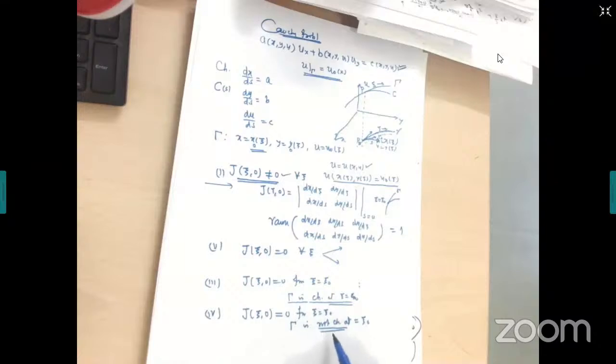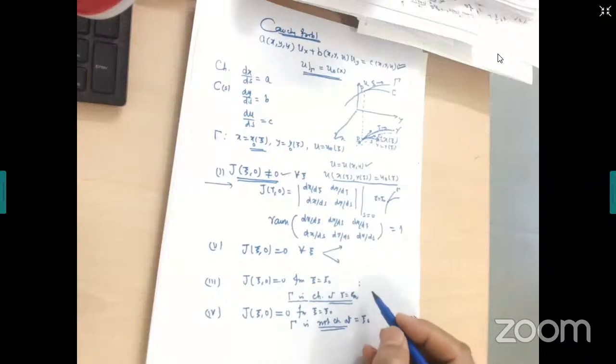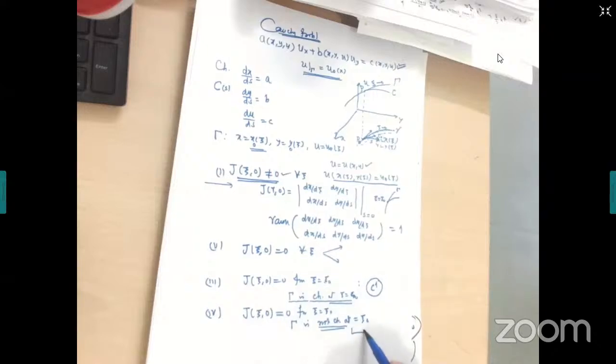What happens in this case? Can you tell me? No solution. If gamma is not a characteristic, then there is no solution. And in the third case, what did you say a few moments ago? There exists a solution of type C1 if the rank condition holds. I said this. Here, what do you say? There is no solution.